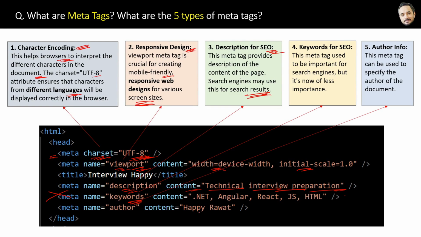Then the last meta tag is author info. Again, it's very optional, just to specify the author of the document. Again, keywords and author are optional, but the first two, the description and the viewport, and the charset, those are very important. All right, that's the brief overview of the meta tags.